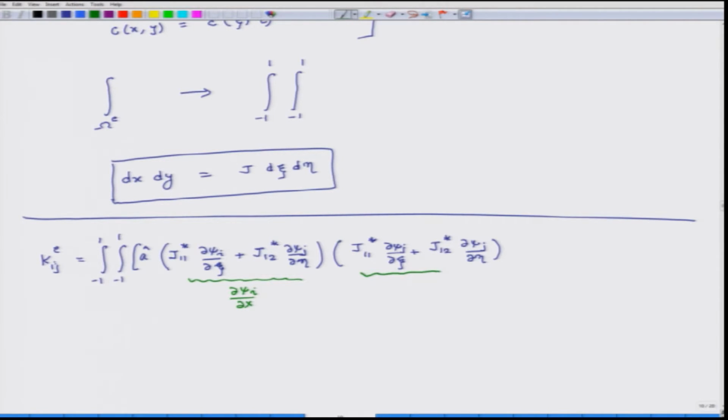So, this term, what is this term? This is still del psi I over del x. So, this is A times del psi I over del x times del psi j over del x, plus then I have B hat times J21 star del psi I over del zeta plus J22 star del psi I over del eta. This is again a star times J21 star del psi j over del eta plus J22 star partial of psi j with respect to eta.